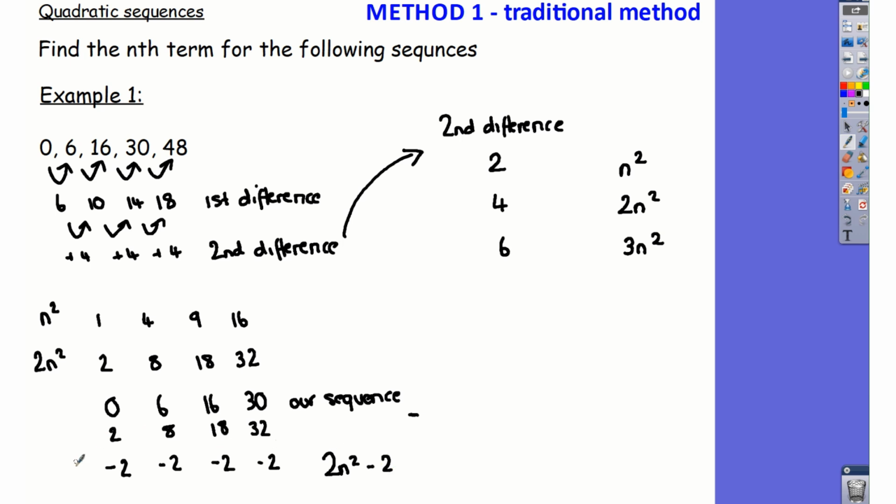Now this isn't always the case. We don't always get the same number when we take the two sequences away from each other, and it does become more complicated. But for the first example that we're looking at, I would get as my final nth term 2n squared minus 2.